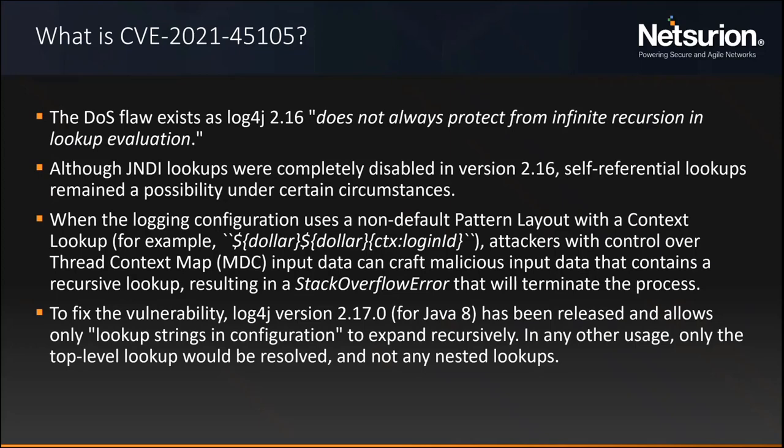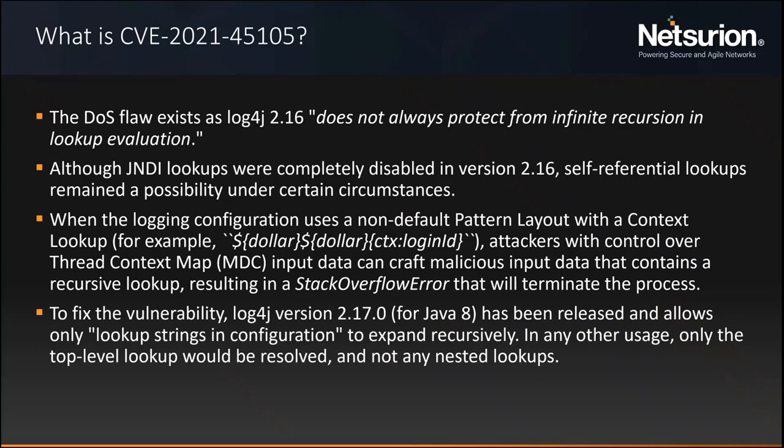More specifically, it's a little obscure. You could use a non-default pattern layout with a context lookup. The example cited is $CTX : login ID. And if this is true and the attackers have control over the thread context map, then they can still craft malicious data input which contains this recursive lookup. And ultimately, this will result in a stack overflow, which will terminate the process, which means that this is really a denial of service. So to fix this, the Apache folks have released 2.17.